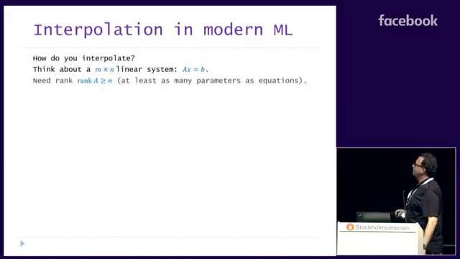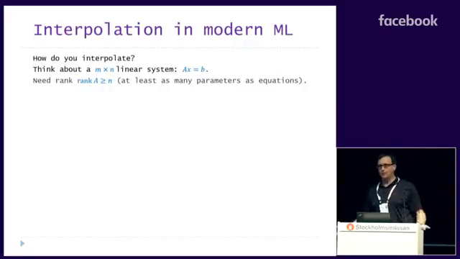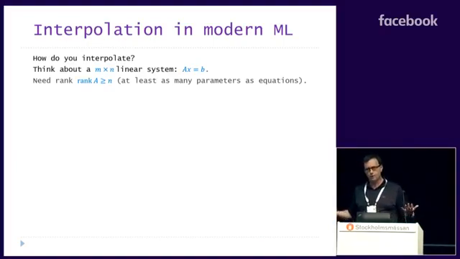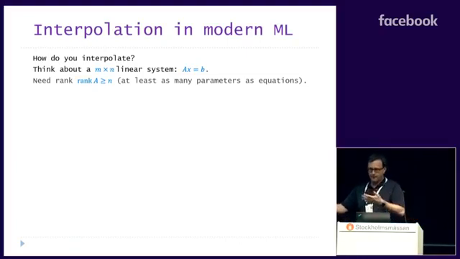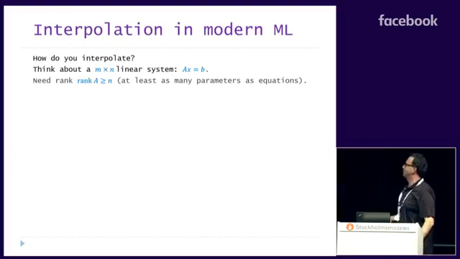Now let me discuss how it actually happens in modern machine learning. Suppose I want to interpolate. How would I do it? What do you do to interpolate the data? Well, let's just think about the linear system. Ben Recht gave a very nice tutorial yesterday. He said, let's understand linear first. Well, this is a good example of that.